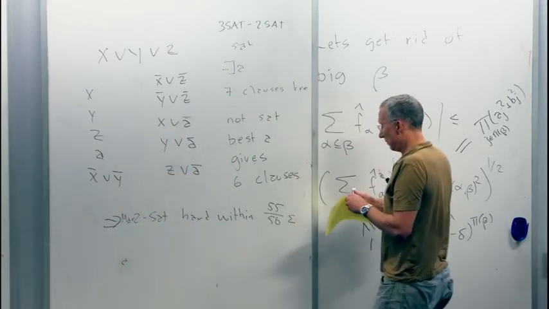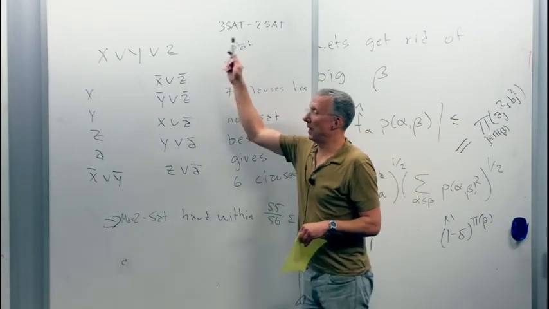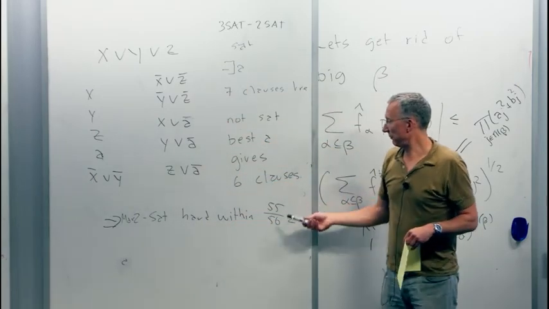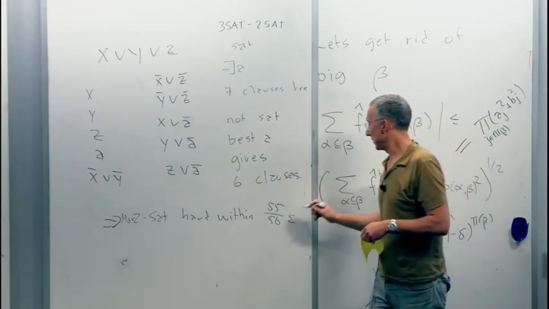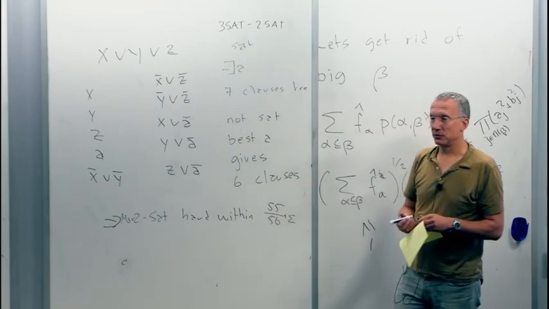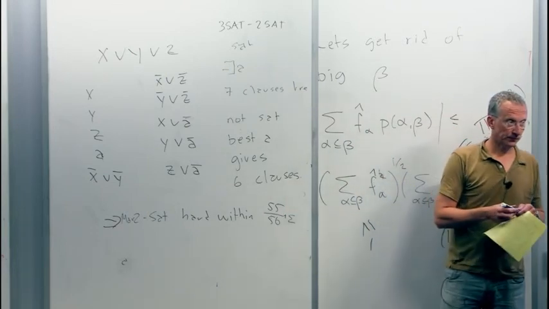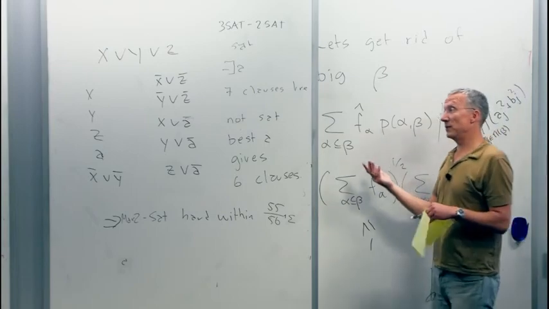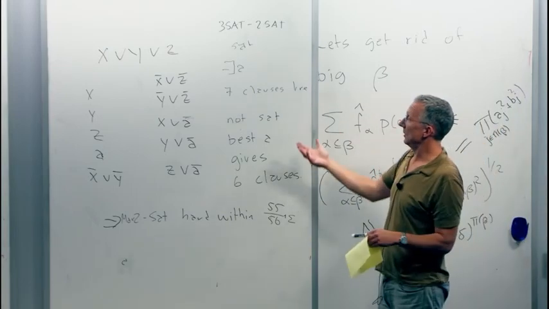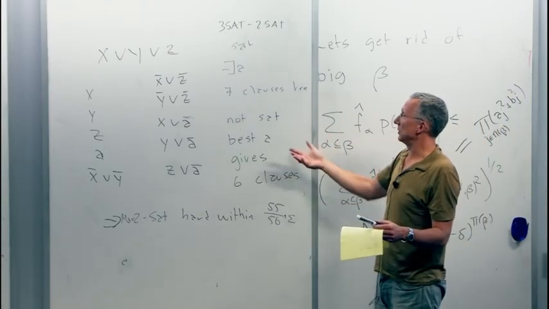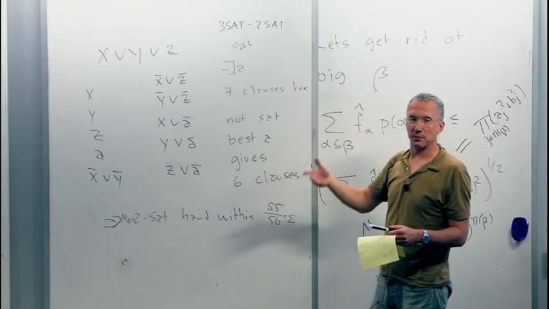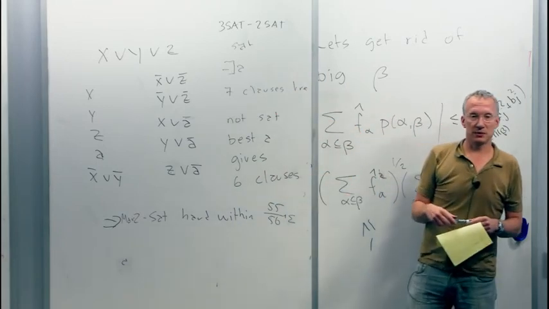So if you just take the 3-SAT thing and attach this gadget on top of it, you get 55/56 plus an arbitrary epsilon for 2-SAT. So the thing I want to discuss next is, well, this is all magic: where does this gadget come from? Is there a better gadget? How do you find optimal gadgets?